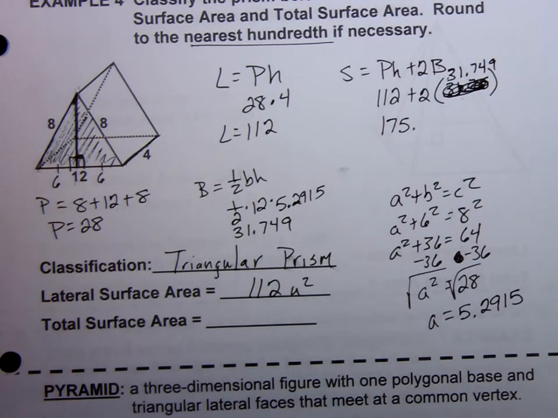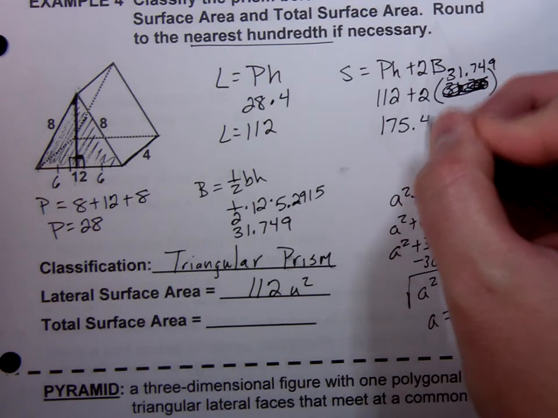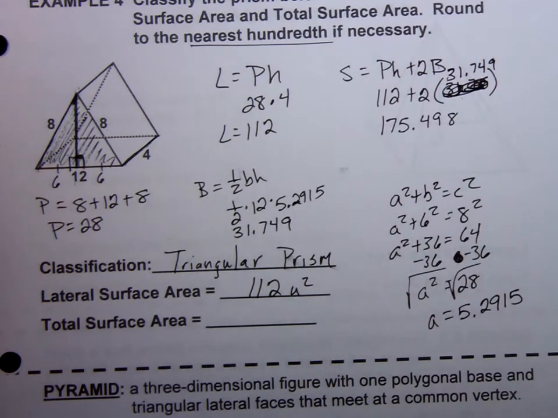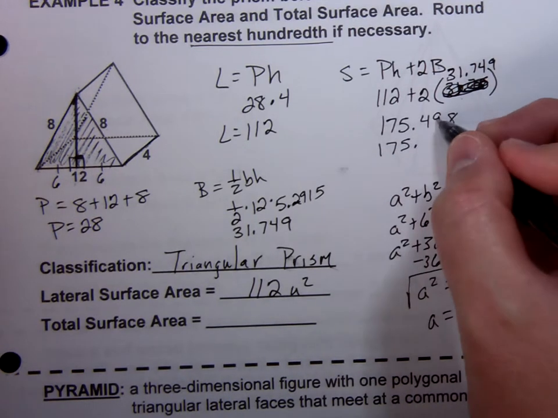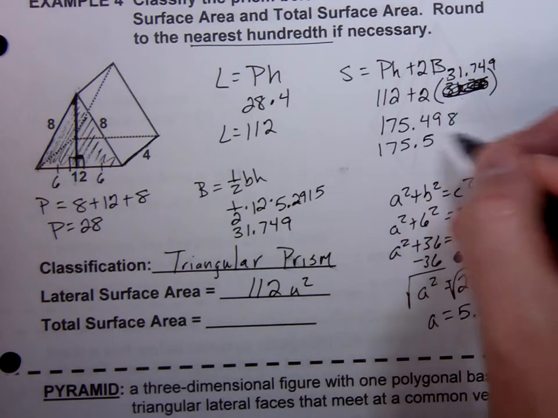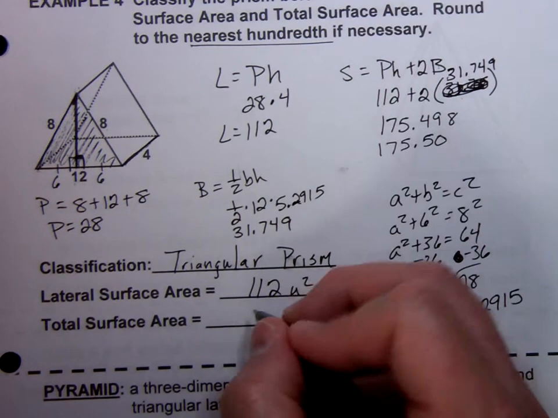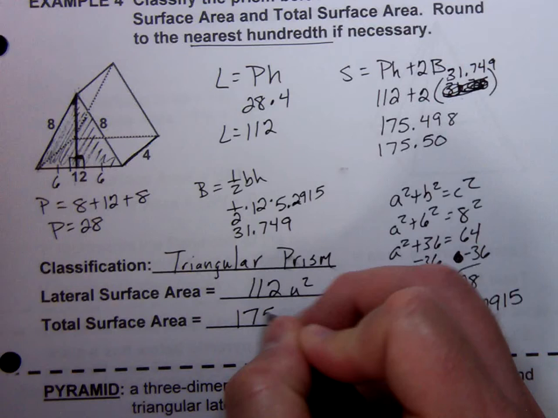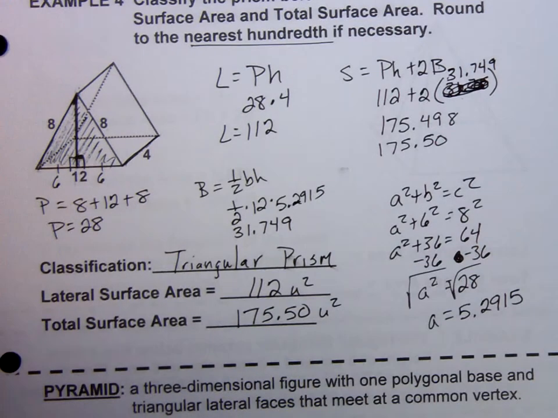112 plus 2 times 31.749. We get 175.498. And it's actually not going to affect the total value. 8's big enough to make the 9 round up, so 9 becomes 10. I got to carry the 1 over. But we're rounding to the nearest hundredth, so I want it rounded there. Alright, so there's our total surface area.